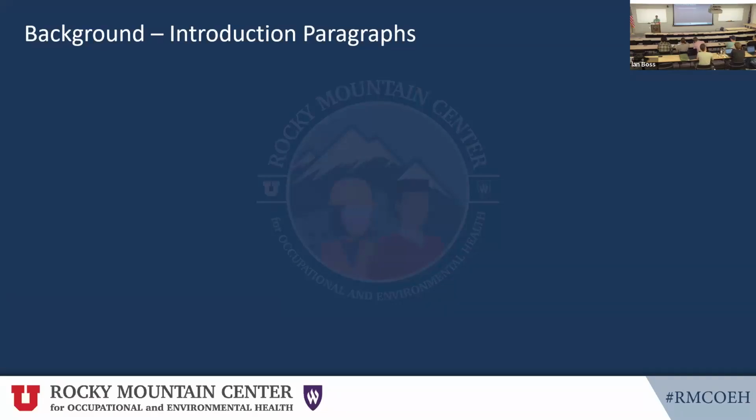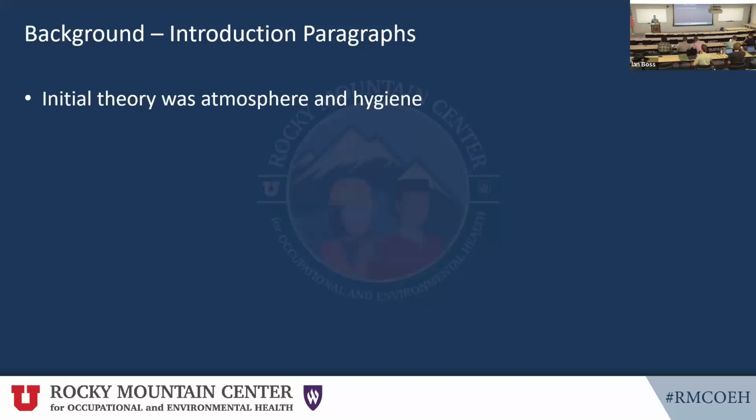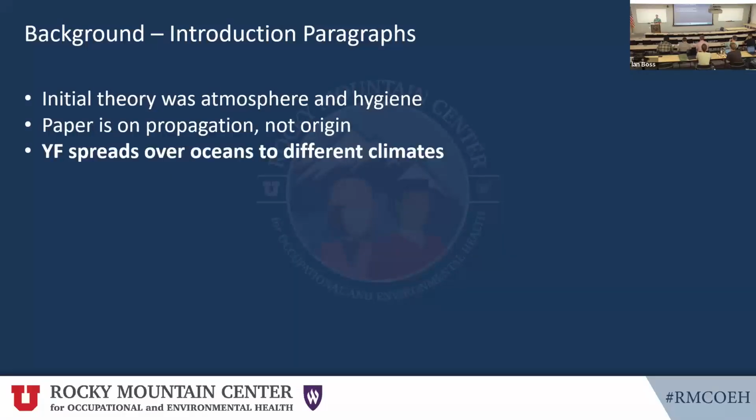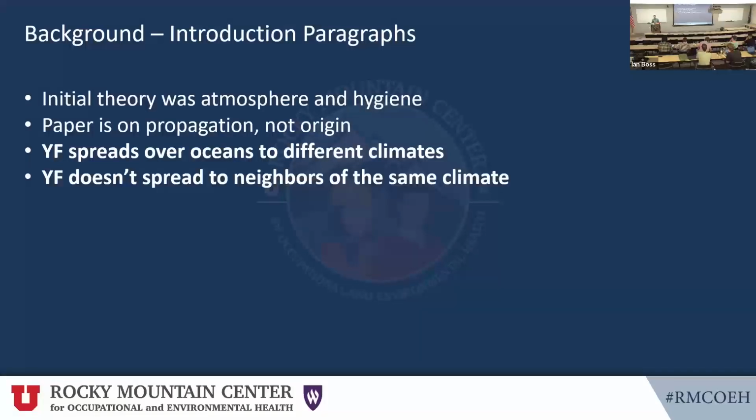Okay, introduction paragraphs. The initial theory at the time is that things like the weather and hygiene were the main causes for spreading of yellow fever, including Finlay, who worked on that idea for a bit. Then he notes the paper is on the propagation of yellow fever rather than origin. If things are in bold, they're especially important. He notes that yellow fever spreads across oceans to vastly different climates, yet at the same time doesn't spread to neighbors of the same climate.